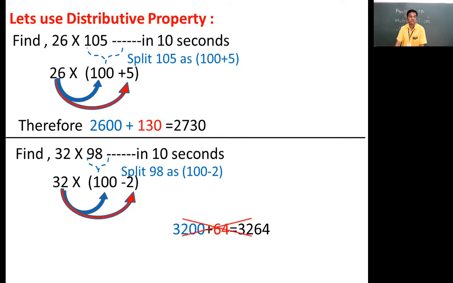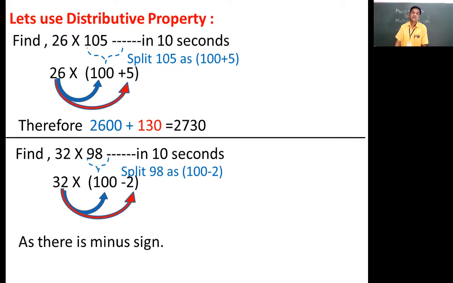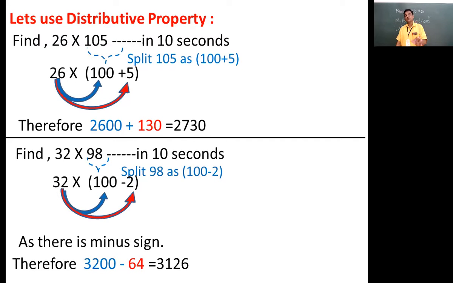Absolutely wrong. Why? Because there exists a minus sign in between 100 and 2. So we are going to take the difference of these two products. So we are subtracting 64 from 3,200 and we get the product as 3,136. You can check this answer by doing this calculation with the regular method. You'll get the product as the same answer.